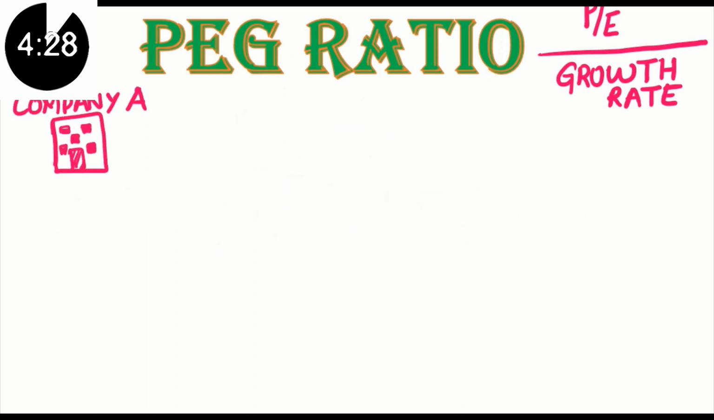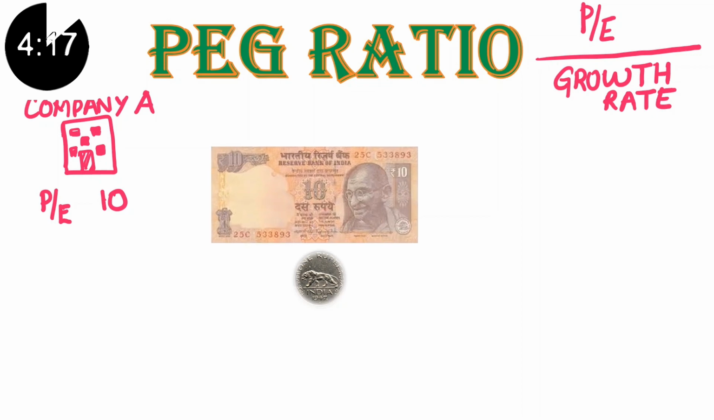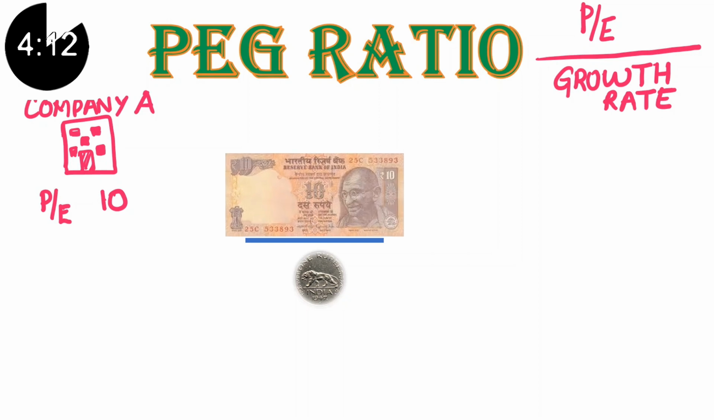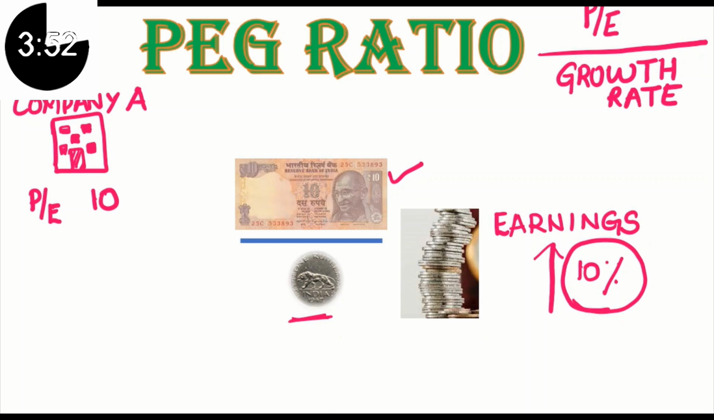Let's take an example. The PE ratio of company A is 10. This means for every rupee of the earnings the company is generating, you are willing to pay 10 rupees. That is, if you want to buy this stock. Analysts forecast that the earnings of the company will grow at 10% for the next year. That means, if you want to buy this stock, you are willing to pay 10 rupees for each rupee of the company's earnings and for an expected 10% growth of its earnings.